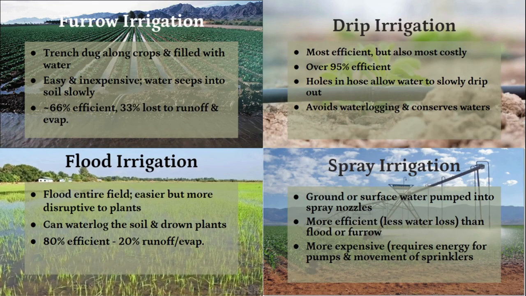Drip irrigation is exactly what it sounds like. It's when you're running a hose with small holes in it that will slowly drip out water over time. This is going to prevent water.